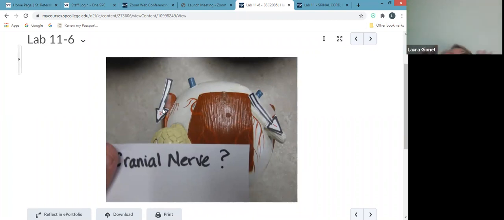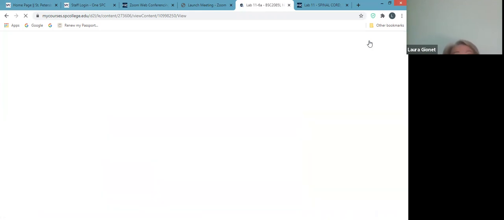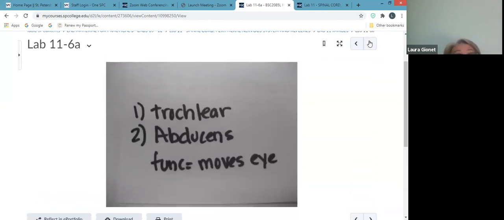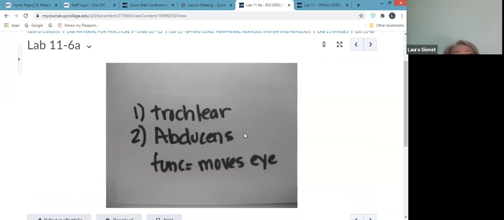So again, this will come together, but right now, if someone pointed to number 1, that white tendon, or the muscle over to the side, they're asking you which cranial nerve would be associated with 1 and 2. And so 1 would be the trochlear nerve, and 2 would be abducens. 1 is trochlear, 2 is abducens. They function to move the eye.